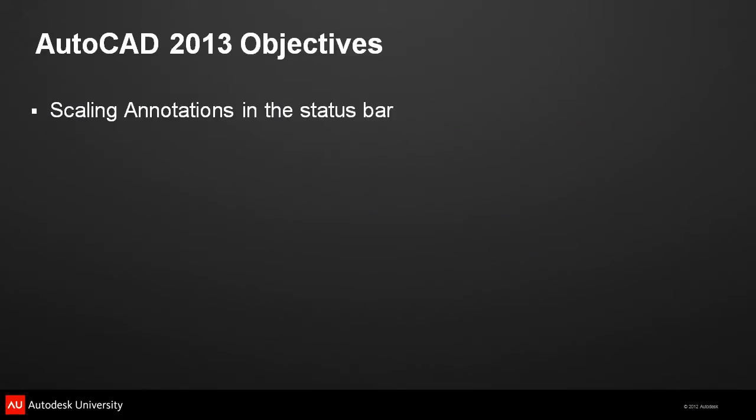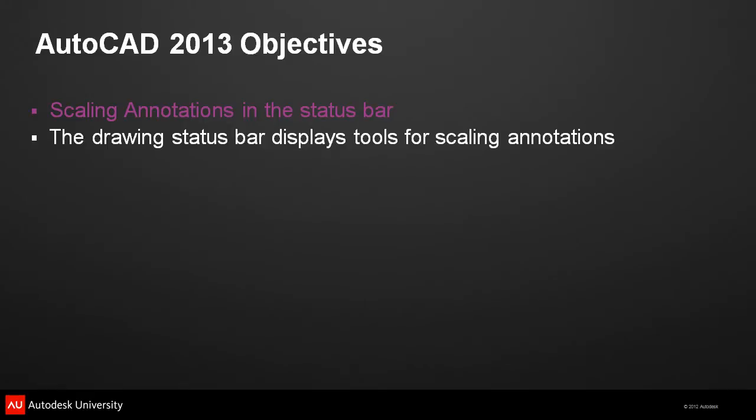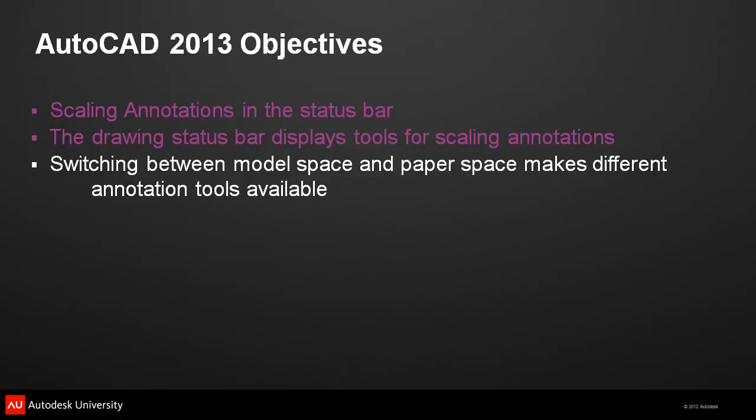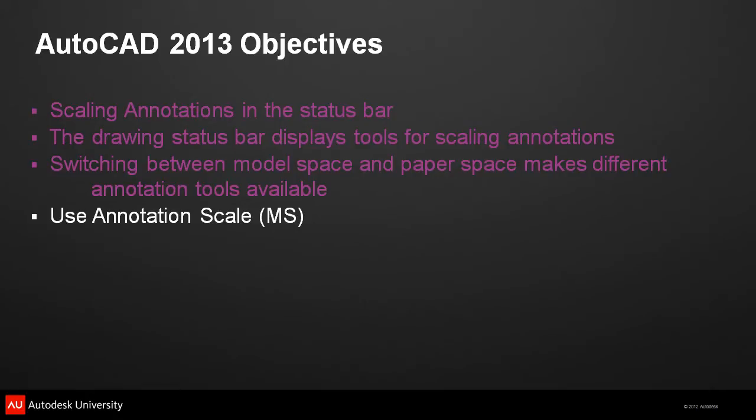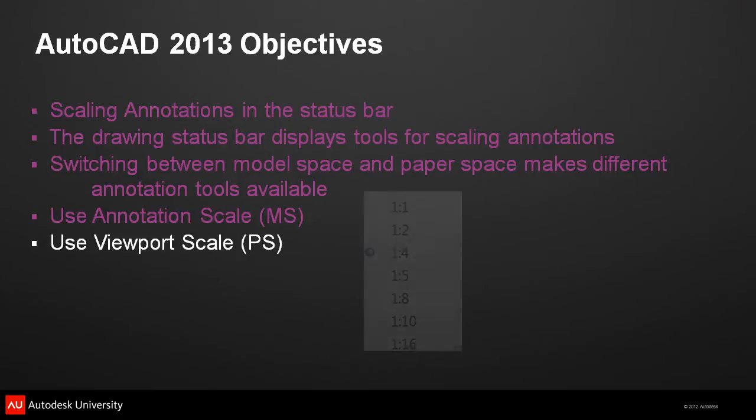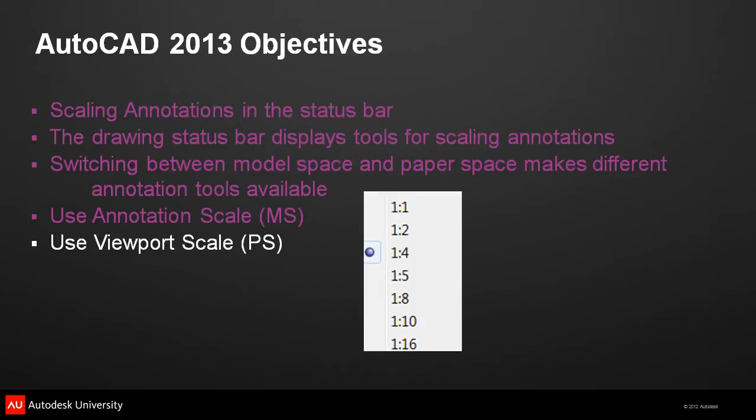So scaling annotations is done in the status bar. The drawing status bar displays the tools that you need for scaling these annotations. You can switch between model space and paper space, but it makes different annotation tools available. You use annotation scale to scale a drawing in model space. You use viewport scale if you're in that paper space layout and you want to scale the drawing in that viewport, in that layout, up or down.